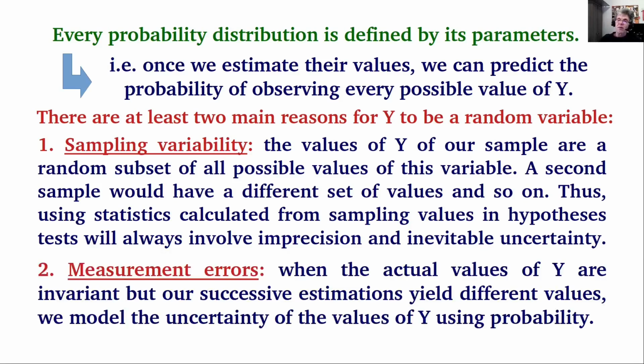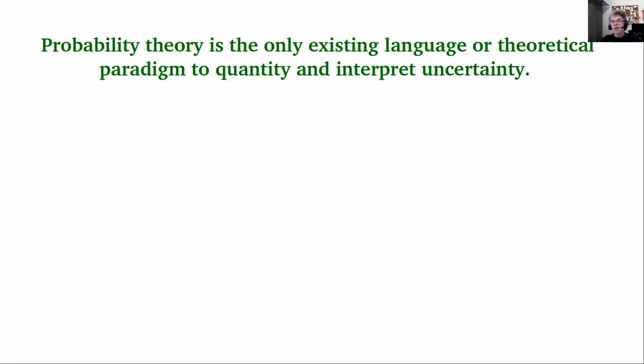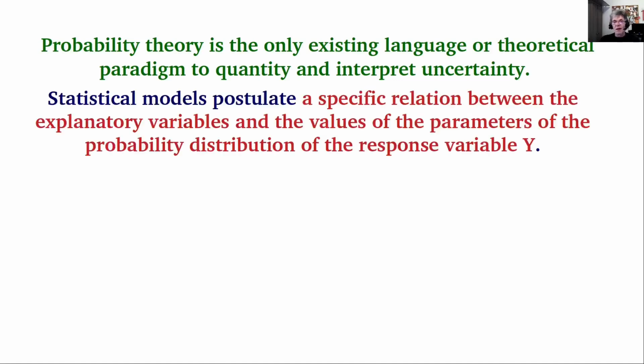The second is that even when the actual values of y are invariant, successive estimations yield different values, and the reason for that is measurement error. So we use probability to model the uncertainties of the values of y due to measurement error in the observations. Probability theory is the only existing language that we possess to quantify and interpret this uncertainty in the values of the response variable y.